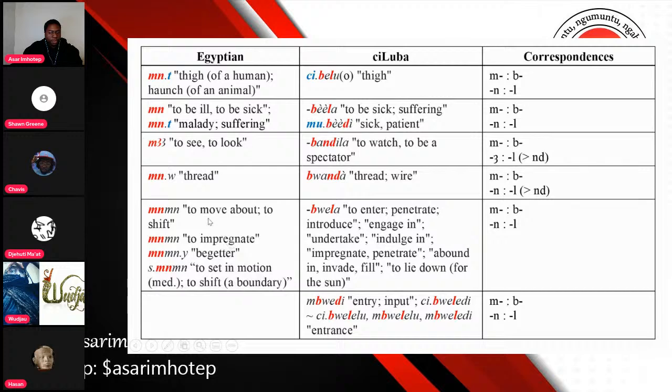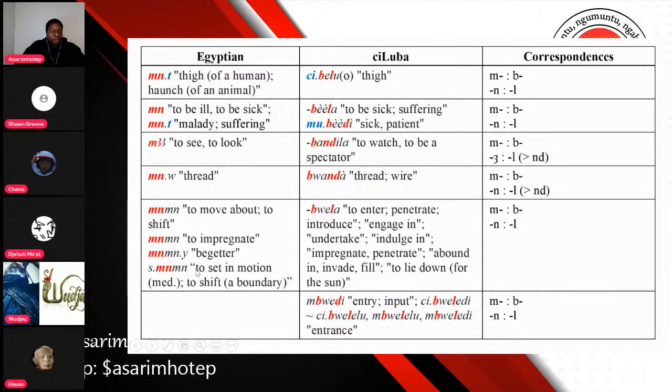So to move about, to shift, to impregnate, begetter, to set in motion, to shift is all built on the same root. So meaning entry or input and entrance is still within the same semantic universe. But the main root, even for these variations here, is this word here, buela. Anybody else? Yeah, I would add that it looks like the Egyptian word semenmen might be a little reach. To set in motion or to shift a boundary. Yes. I would not remember that semen is the causative of men, to move about, to shift.